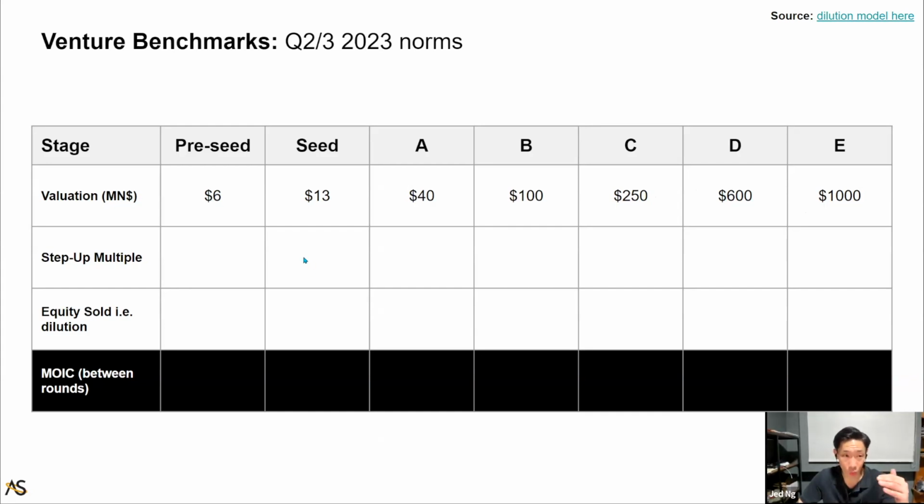So now let's work on filling in the rest of these gaps. We immediately know how to fill in the step up multiple, right? Because when we go from pre-seed to seed stage, for example, the step up multiple, you can calculate, is 2.2, which means that we can fill in the second row. And then the last piece of the puzzle is going to be dilution. And that gives us a view towards the MOIC. So let's solve dilution first.